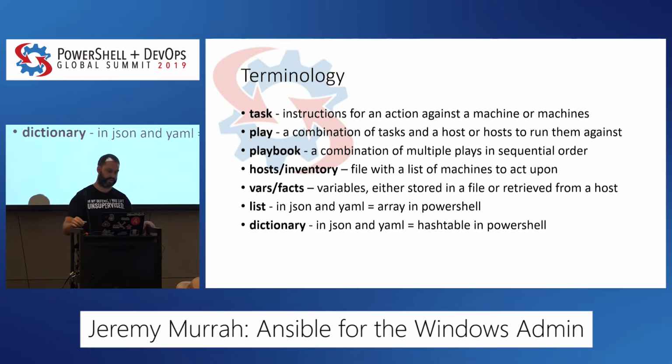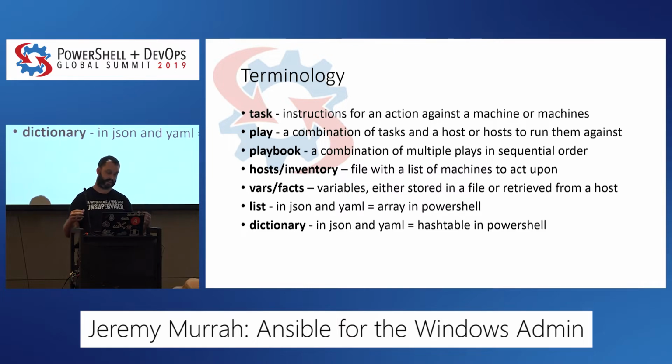So as you're reading documentation on Ansible and setting it up, there's a lot of terms that may or may not make sense. The first three, task, play, and playbook, are the basic elements of your Ansible interaction. A playbook is the file that you're going to run when you run something. If you're familiar with DSC, this would be kind of like the configuration, or the MOF, I guess. It's sort of the unit of execution.